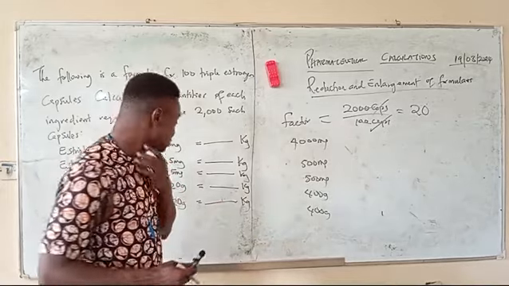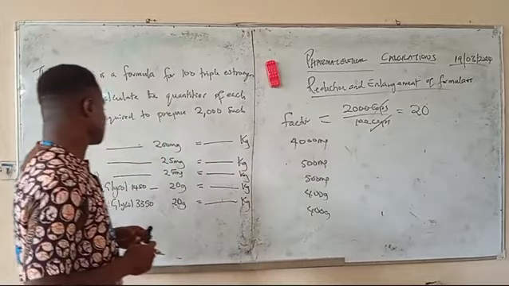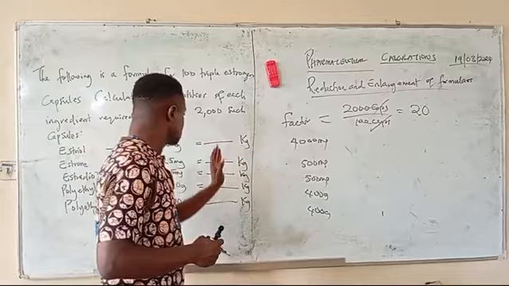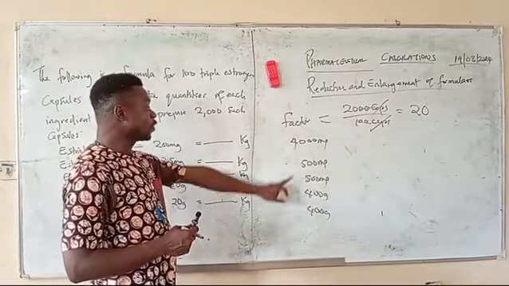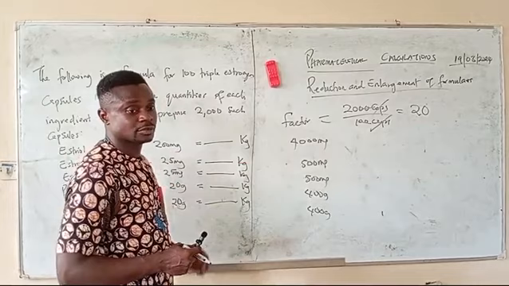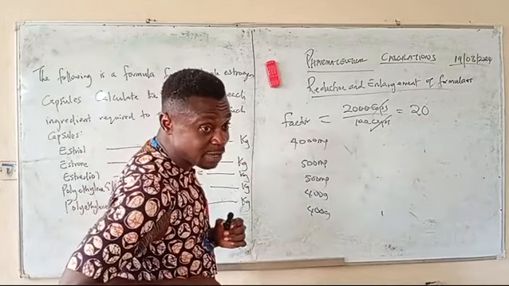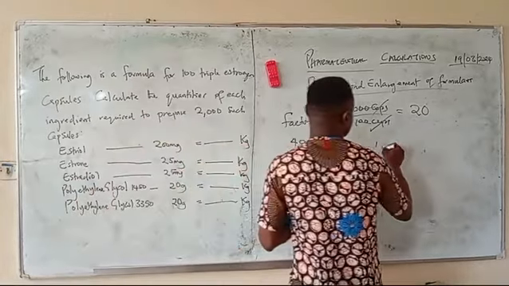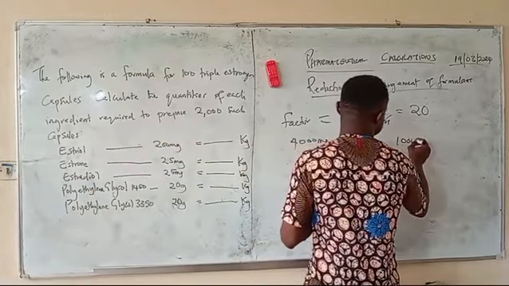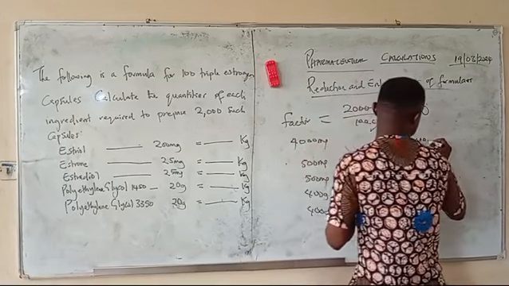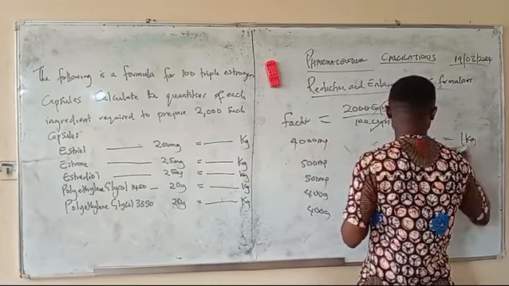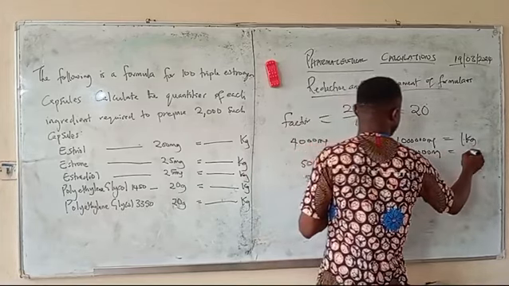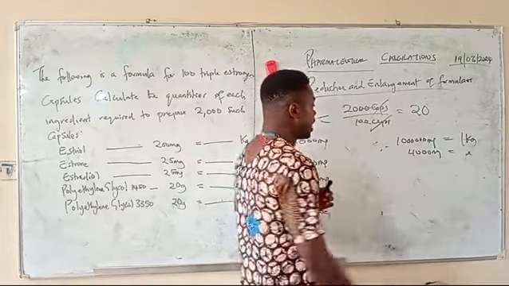So what you need to do is convert them to kilogram. If you convert 4,000 milligram to kilogram, it will give you what? Remember that 1 million milligram is 1 kilogram. So if 1 million milligram is 1 kilogram, 4,000 milligram will be how many kilogram? We call it X.